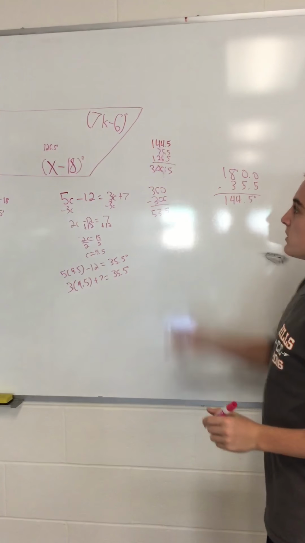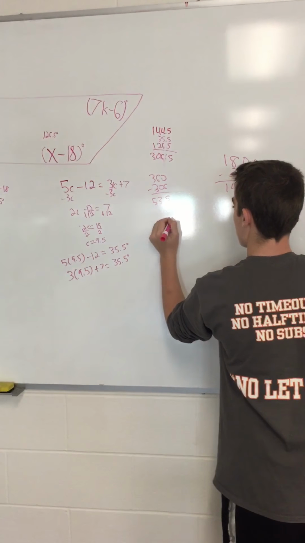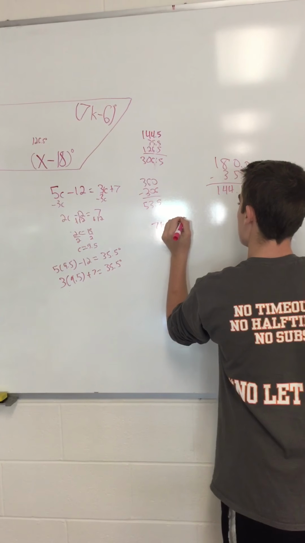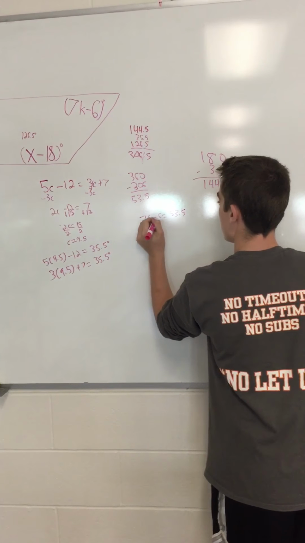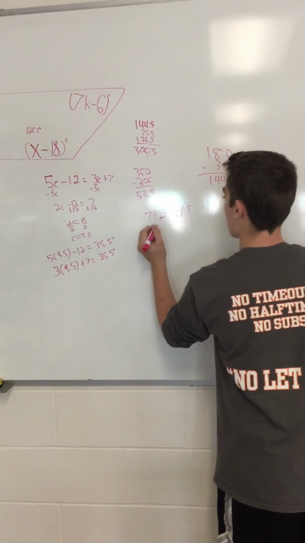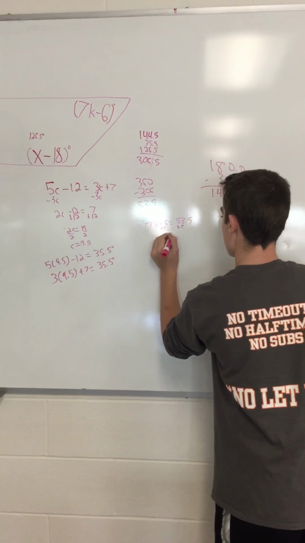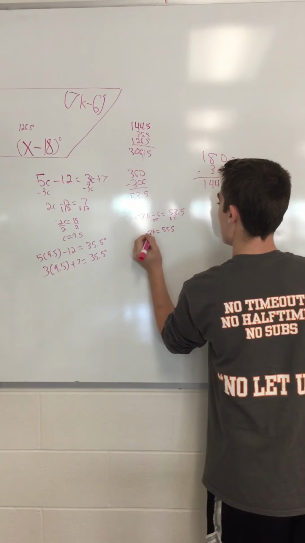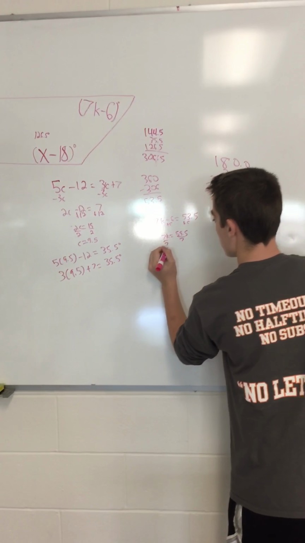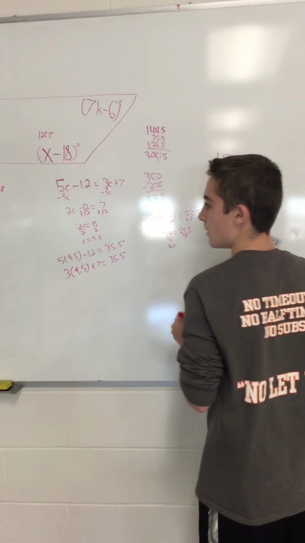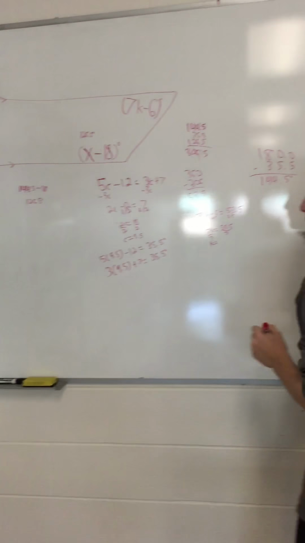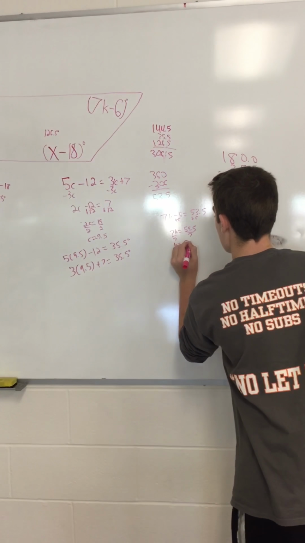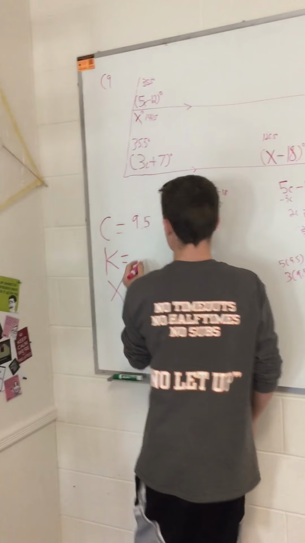So what we'll do is 7k minus 6 equals 53.5. You will add 6 to this, which will give you 7k equals 59.5. You will divide both sides by 7, so that k will give you 8.5. Once you have 8.5, you can mark it down here.